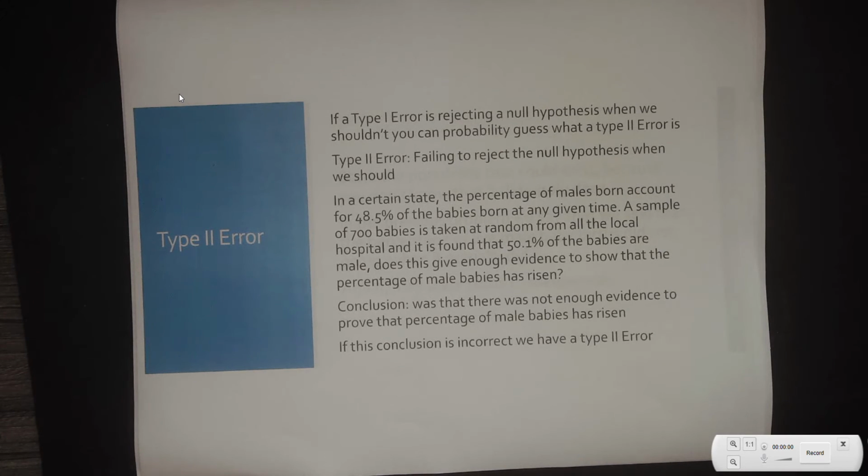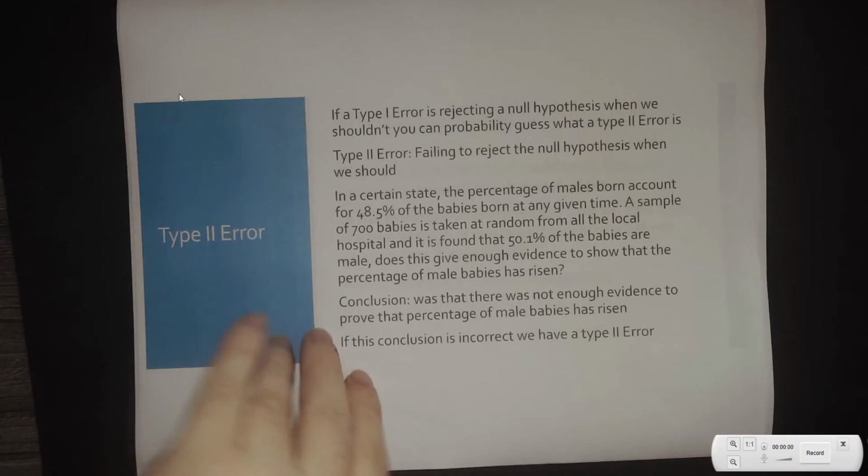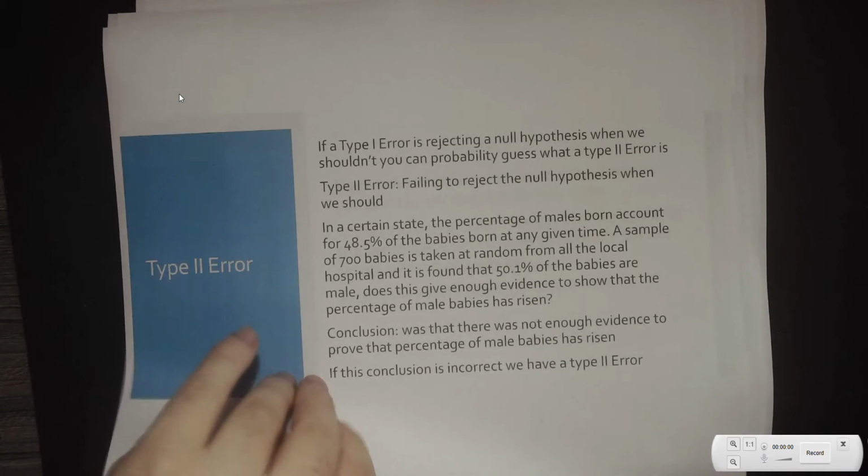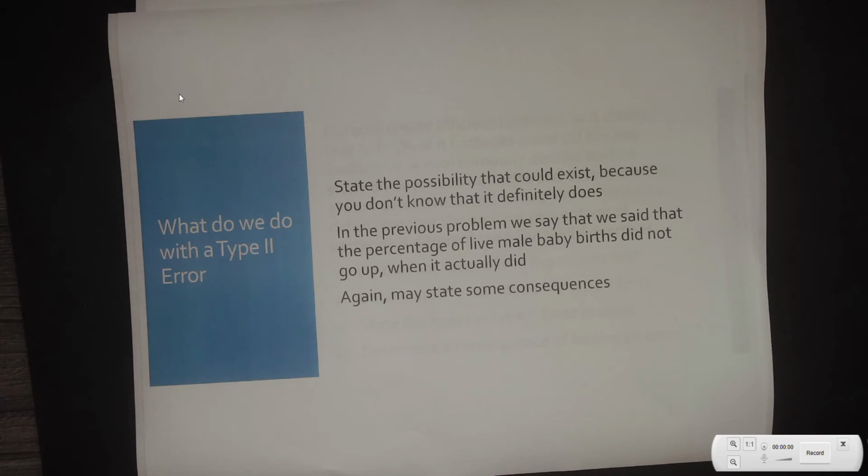The conclusion that we made was that there wasn't enough evidence to prove that the percentage of male babies has risen. If this conclusion is incorrect, and we don't know if it is or not, but we're just saying if it is, we have a type 2 error. So, what do we do with a type 2 error? Basically the same thing as a type 1 error. State the possibility that it exists because you don't know if it definitely does.